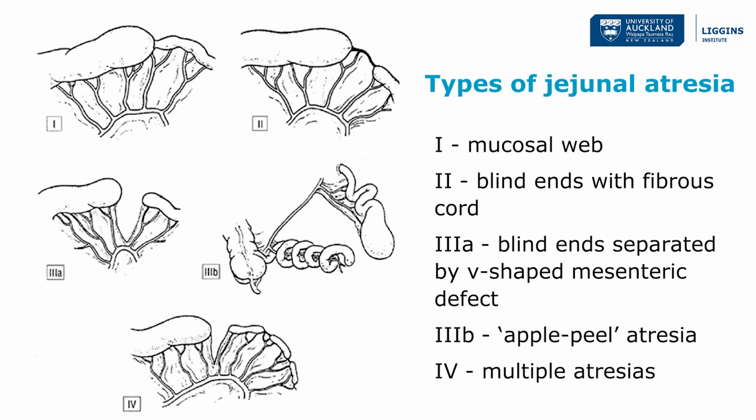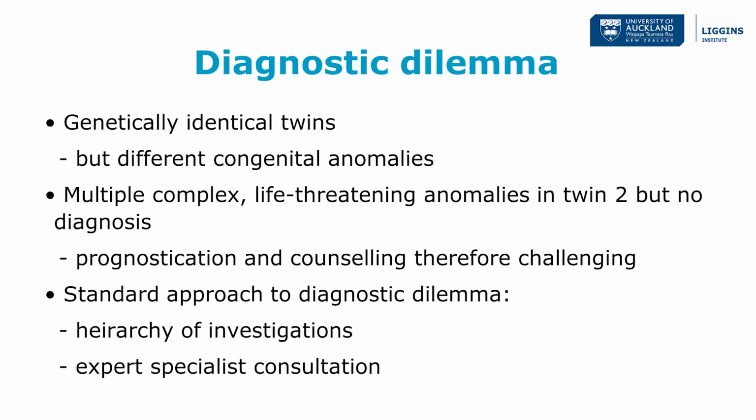And here you can see the precarious blood supply. You can see why that's so precarious. It doesn't have any tissue supporting it, whereas normally your blood supply lies within this mesentery that gives it support and maintains it in the correct position. And then the final type is when you have multiple blockages all the way along. So here we have a diagnostic dilemma. We have genetically identical twins, but they have different congenital anomalies. They're phenotypically different. The surviving twin has multiple complex, life-threatening anomalies, but no diagnosis.